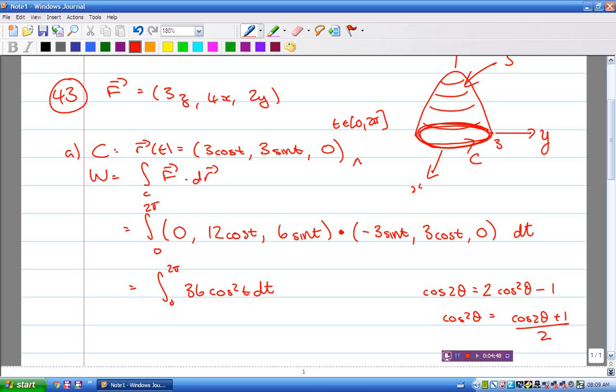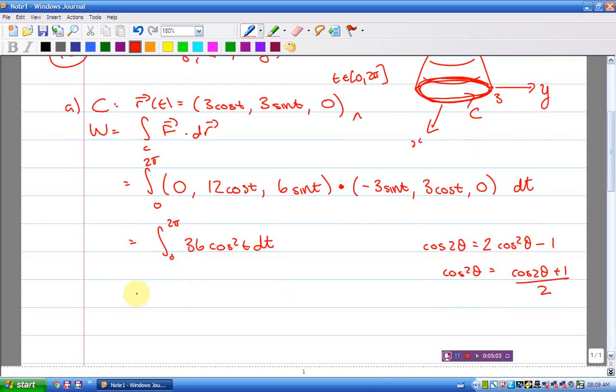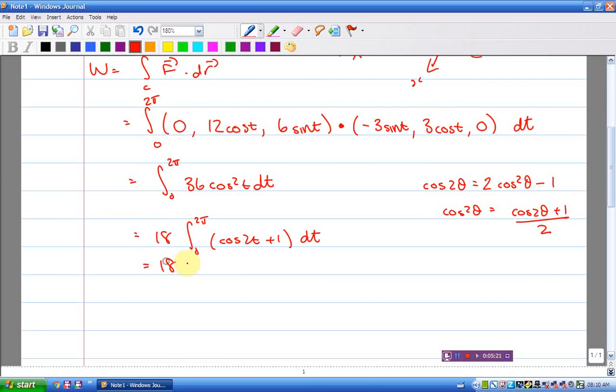I never trust myself to remember whether it's a plus 1 or a minus 1. So I always go back to my pure double angle formula and get my cos squared from that or my sine squared from that. Equals, all right, so 36, and so I'm halving that, so 18 times cos 2t plus 1 dt. Okay, oh golly, my stylus is doing some funny things today. Yeah, it always does funny things, let's be frank. The funny things just differ from day to day.